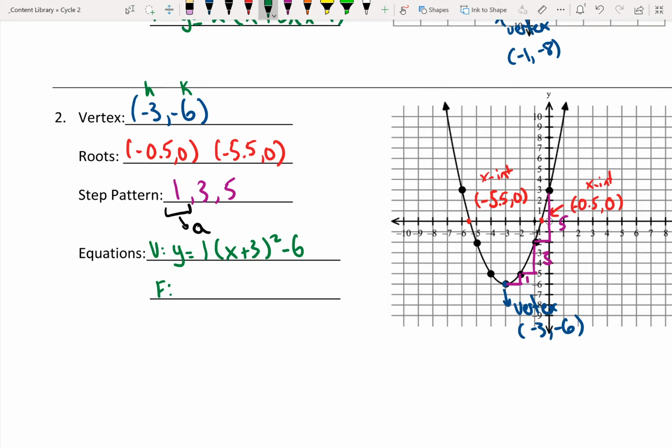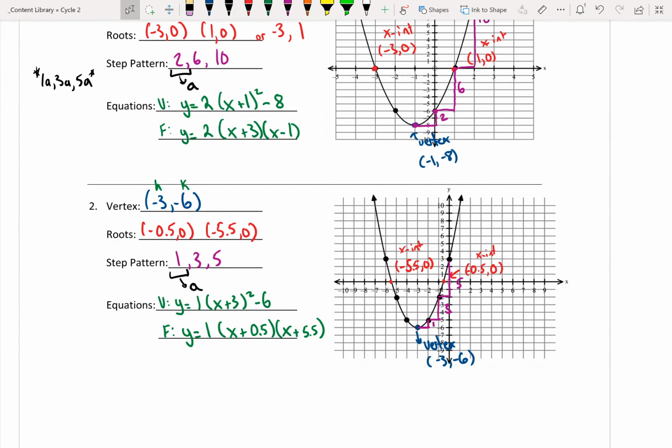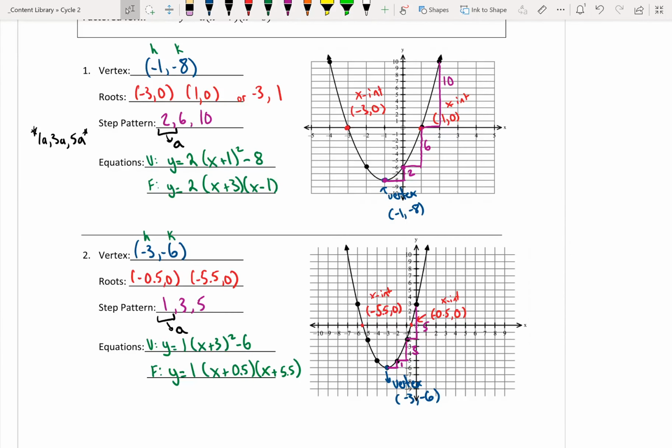For the factored form, again, y equals a, which is 1, (x minus our first x-intercept. So in this case, it's minus negative 0.5. So I should see a positive, or the opposite. And then (x plus 5.5). Again, you should see the opposite. So again, those are two examples of looking at two graphs or two quadratic functions and identifying what the equations of the functions are in the two different forms.